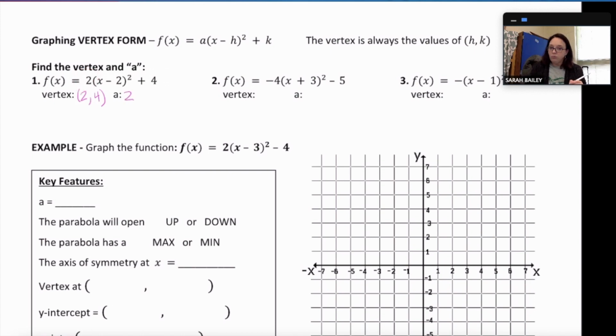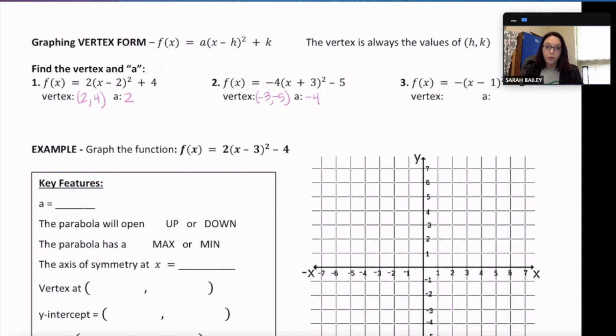Okay, look at number 2. So this time this says x plus 3 in parentheses. Well, we're supposed to be minus h. Let me come over here, minus h. And that says plus 3. So the h here is actually going to be a negative 3. So be careful with those signs. So I'm going to put a negative 3 right there. And then it's plus k. So this is minus 5. So that's actually going to be a negative 5. Okay, and then our a value here is the number that's hugging the parentheses. So in this case, that's that negative 4.